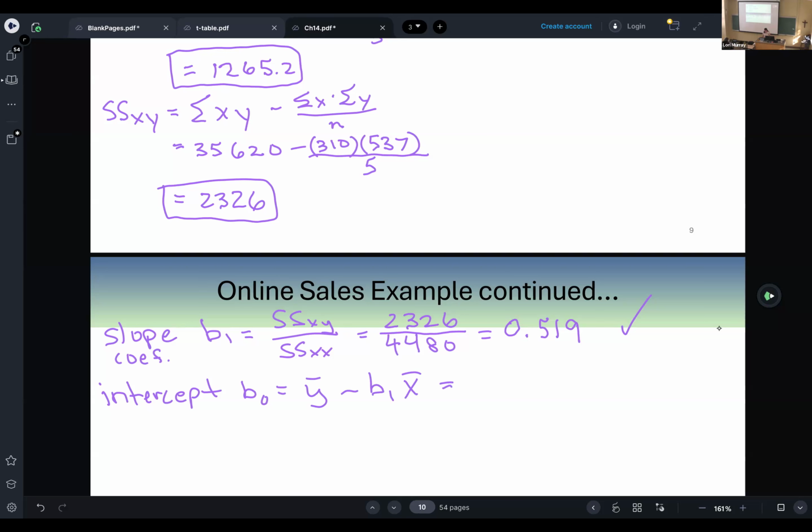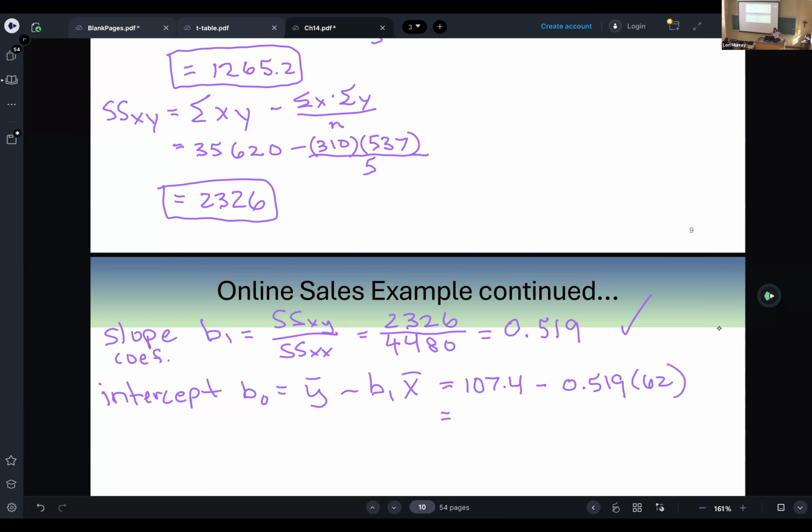So y bar, we already calculated that, that was $107.40. Subtract 0.519. And we want to put in 62. There. That was the average for the y's. And the x's. And we get, drum roll.